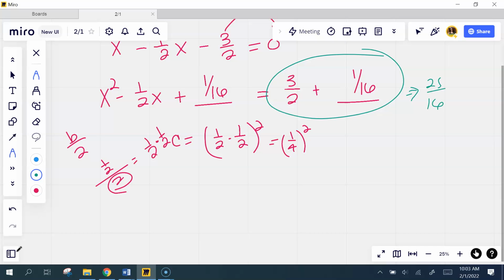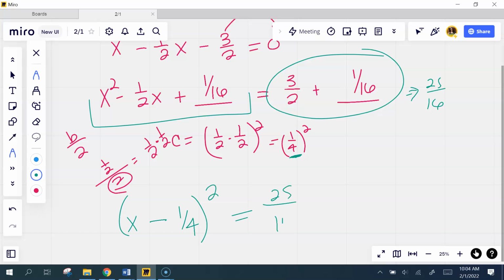And if you notice, both 25 and 16 are perfect squares. That's probably, in fact, it is going to come into play in just a minute. When I factor the left side, what's the square root of x squared? What sign goes in the middle? Minus. What's the square root of 1 over 16? 1/4. It always comes back to what you had in here. Squared equals, and then of course the 25 over 16.